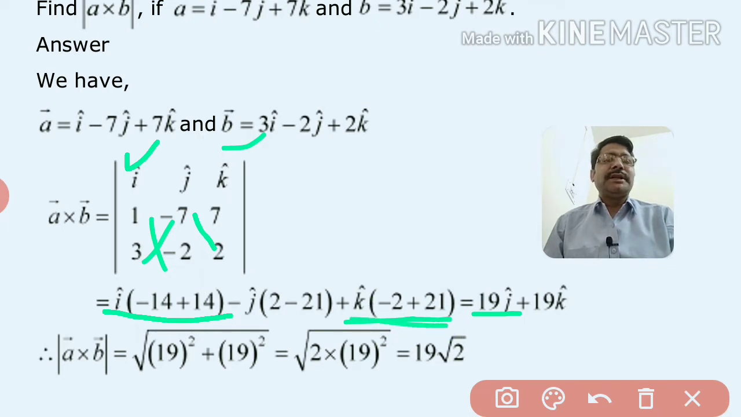Now you have to find the modulus of A cross B. So the modulus of 19j plus 19k will be root of 19 square plus 19 square. We have this 2 times, so write root 2 into 19 square. 19 square you take outside, that will be 19 root 2. So the final answer is 19 root 2.